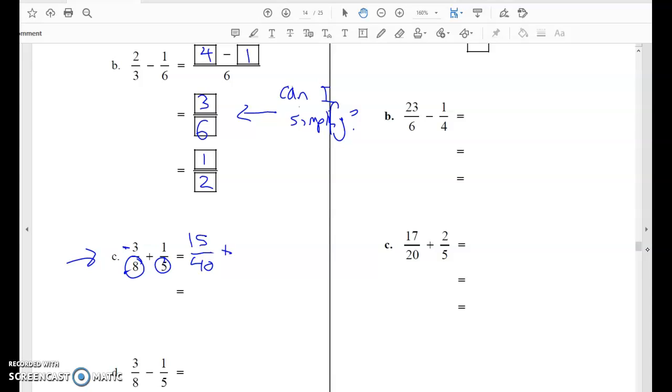plus 1/5, and we're changing that to 40 and we're timesing the bottom by 8, we've got to times the top by 8, so it's going to be 8 out of 40. So on the numerator it's going to be 15 plus 8 out of 40, so that's going to be 23 out of 40, and we can't simplify that anymore.